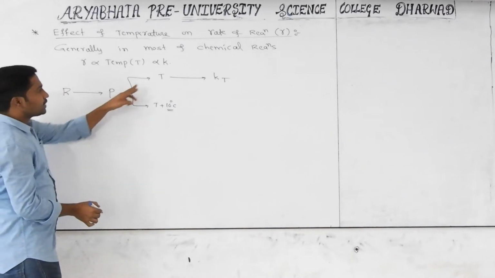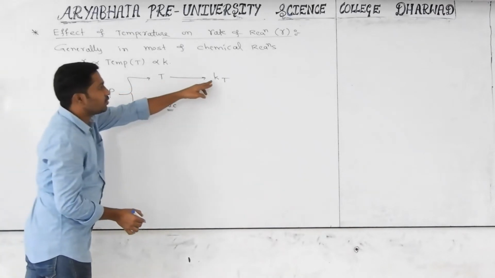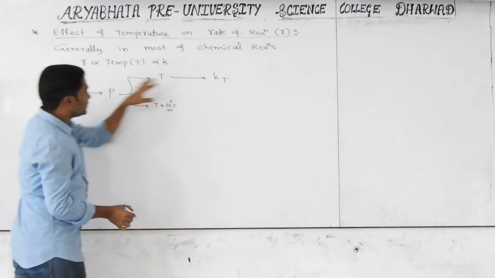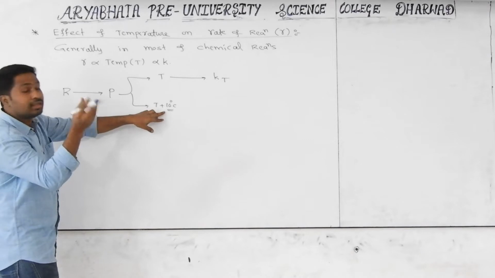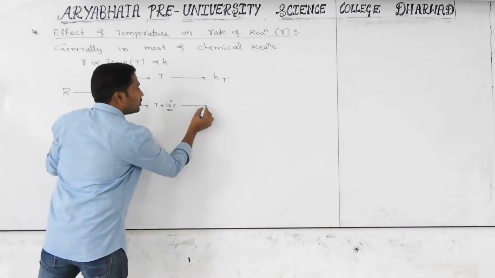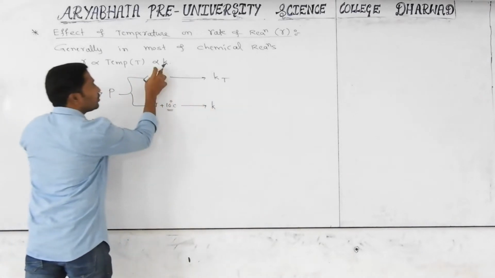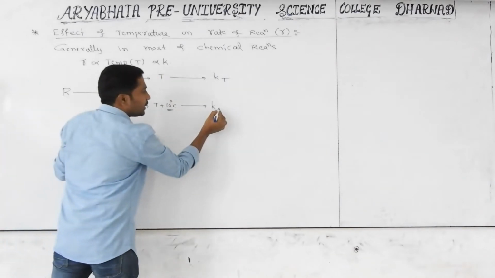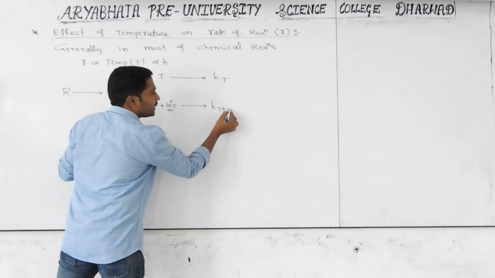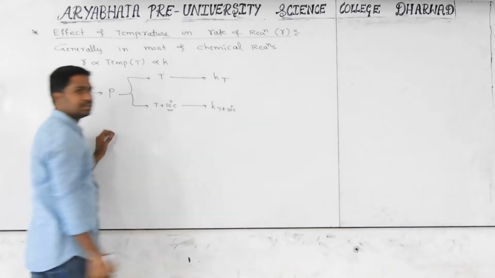Initially, you take one reaction at temperature T, whose rate constant is KT. The same reaction, you just raise by 10 degrees Celsius. Then what happens? The rate constant will also change. Why? Because the rate constant varies with temperature. Then the rate constant at T plus 10 degrees Celsius is denoted by K(T+10).